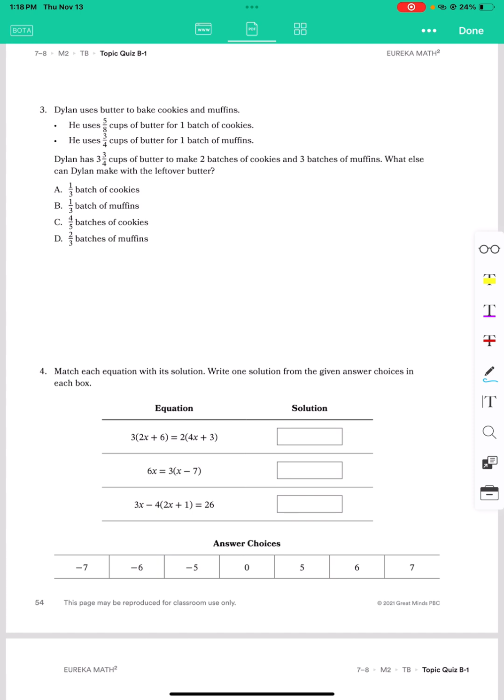So now in number 3, it says that Dylan uses butter to bake cookies and muffins. He uses 5/8 cup of butter to make 1 batch of cookies. He uses 3/4 cup of butter to make 1 batch of muffins. Dylan has 3 3/4 cups of butter to make 2 batches of cookies and 3 batches of muffins. What else can Dylan make with the leftover butter?